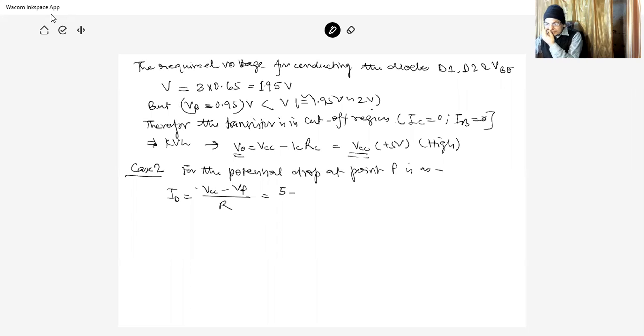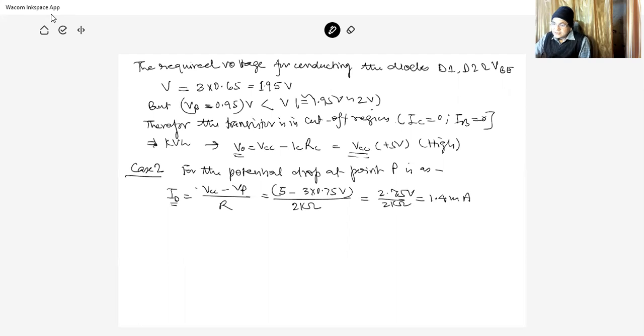In this case, if you consider all of them at 0.75, so 3 into 0.75 volt, divided by, this is a 2 kilo ohm resistance. So this value is 2.75 volt upon 2 kilo ohm. So this is 1.4 milliampere. This is ID. And this ID generates the current IB. IB is equal to this ID minus IRB. How much is IRB? IRB is 0.75 minus of minus 2 upon 20 kilo ohm. So this is 0.14 milliampere.